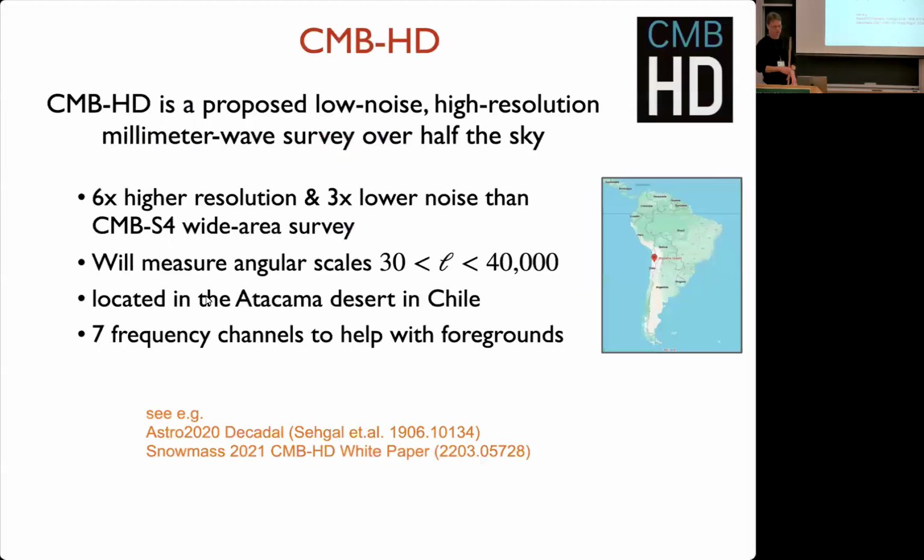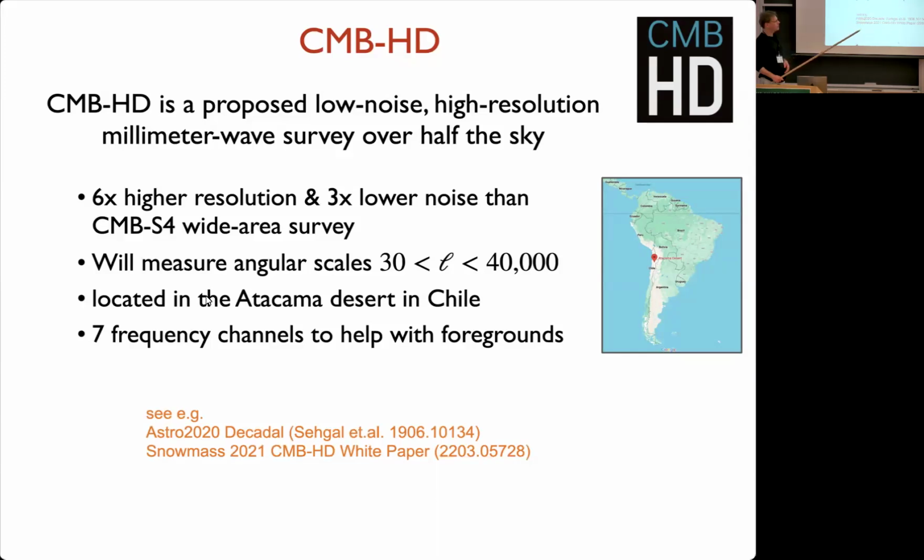Now, there's a proposal called CMB-HD, which is a low-noise, high-resolution millimeter wave survey over half the sky. It's proposed to have 6 times higher resolution and 3 times lower noise than the CMB-S4 wide area survey. It will measure angular scales out to 40,000 in L.